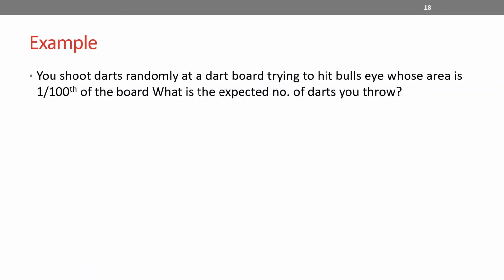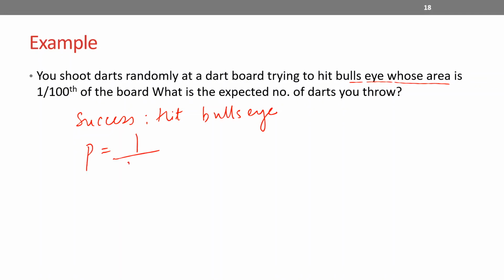So you shoot darts randomly at a dartboard trying to hit the bullseye. The bullseye area is 1/100th of the board. So what is the expected number of darts you throw? Now the success here is to hit the bullseye, right? So that's my success. And that is just 1 out of 100 parts, essentially, right? So my p is 1 in that entire 100th area, right?